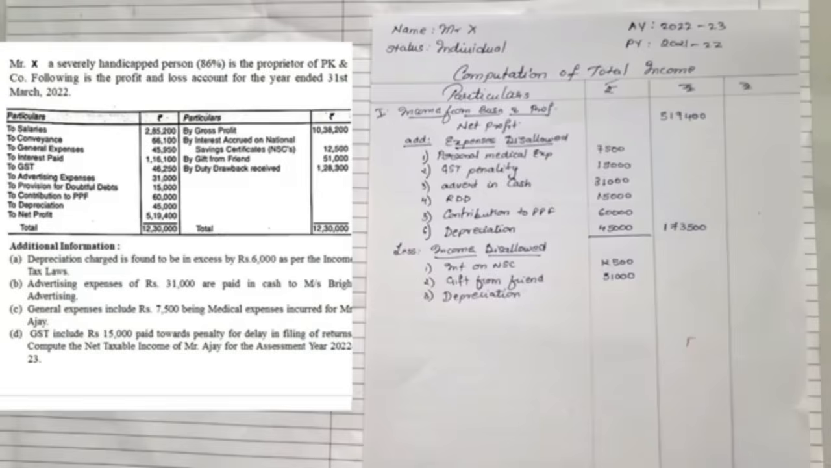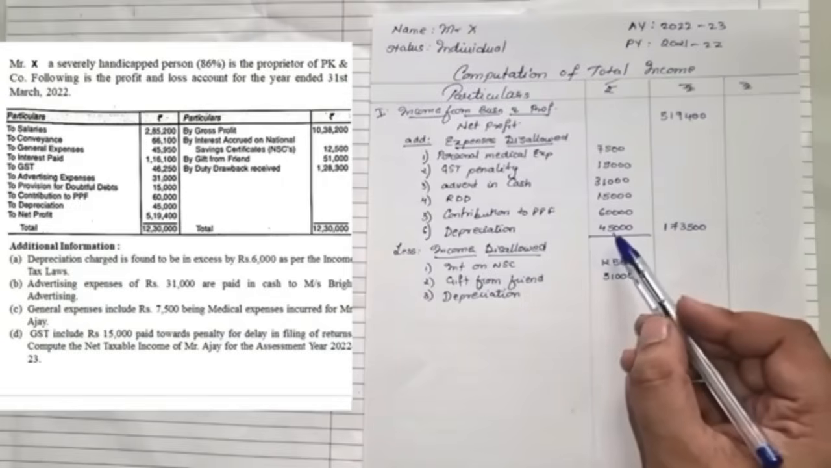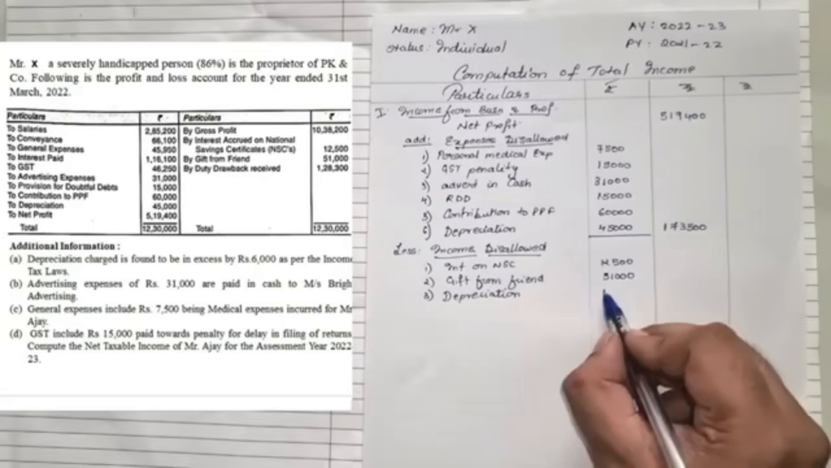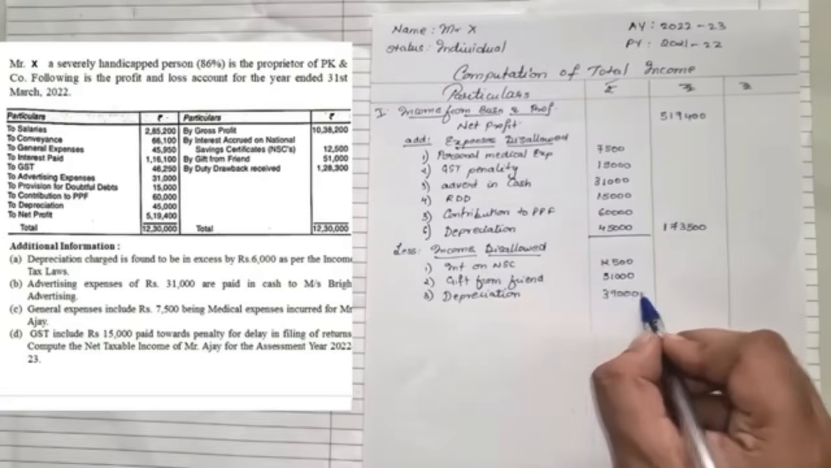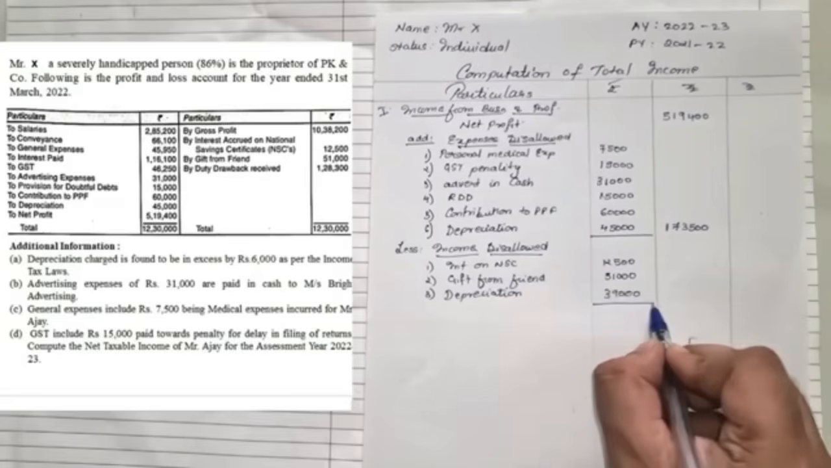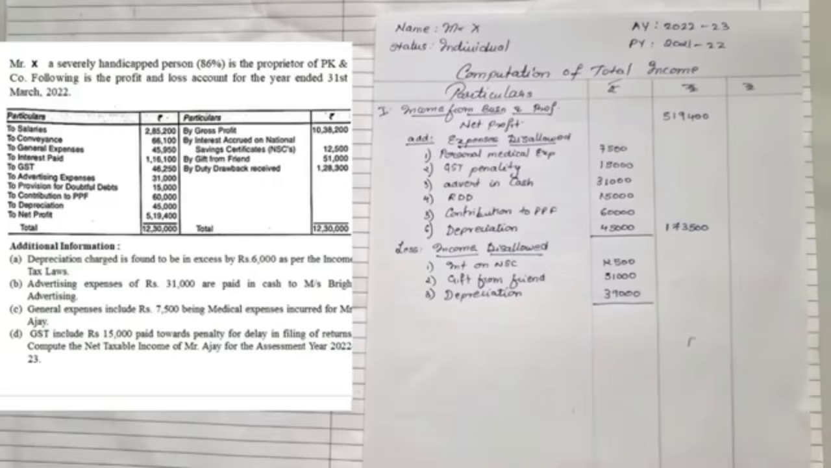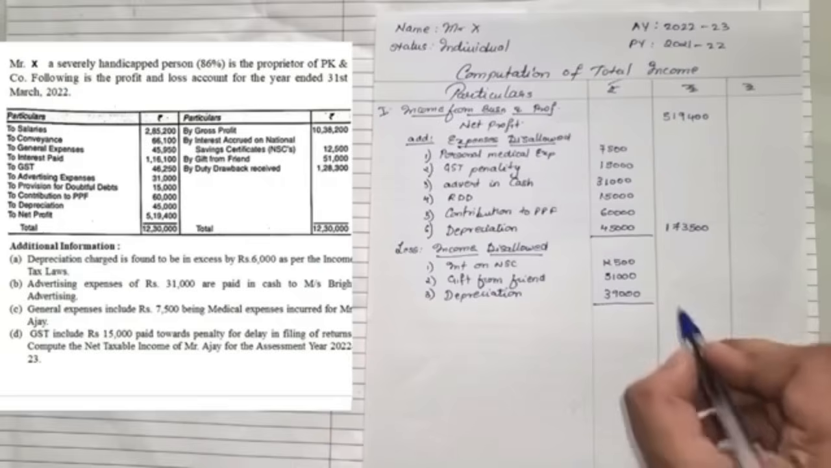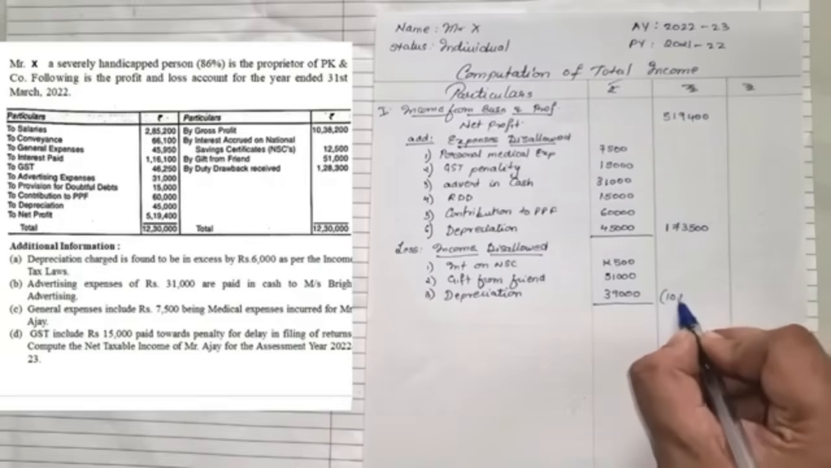Okay, that will also be less. Now it is said that depreciation charge is found to be in excess of 6,000. 6,000 is extra. We have already noted 45, which is 6,000 extra, so we'll remove that out. So the value becomes 39,000. Okay, that's it. No other incomes are given to us. So income and depreciation together: 12,500 plus 51,000 plus 39,000, which comes to 1,02,500, but negative.